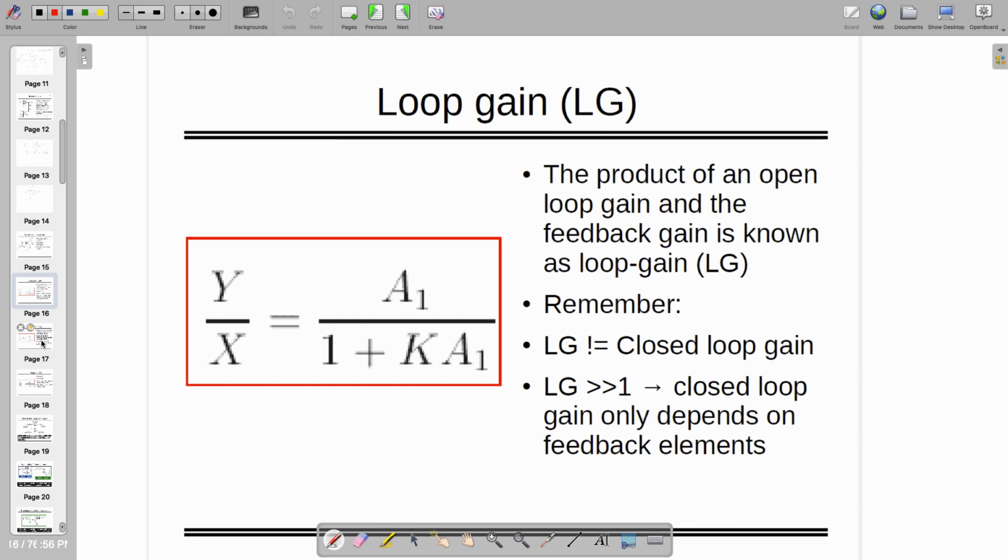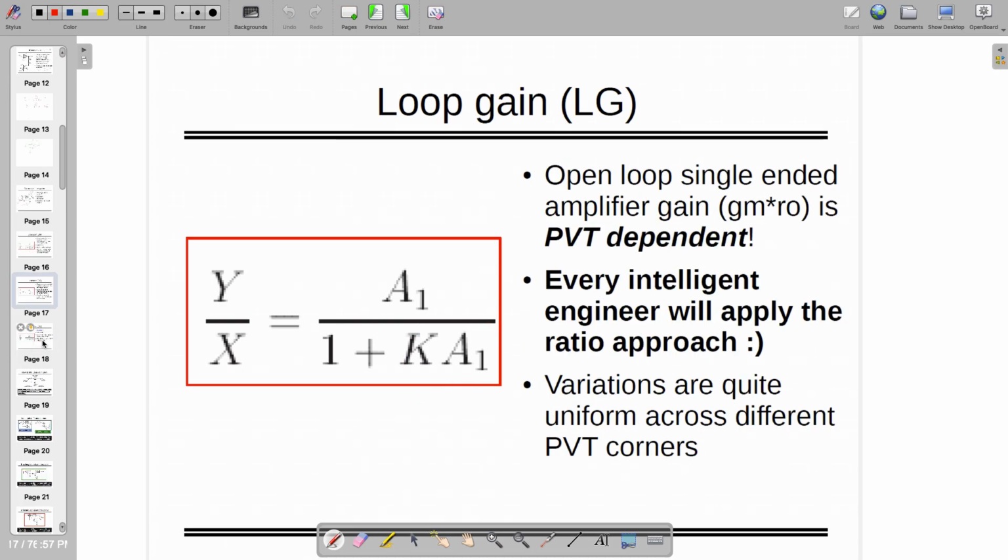Right? So as I told you already, the loop gain is nothing but K A1, and loop gain is not equal to closed loop gain. Remember this, keep it with the golden line and do not mix it up. Loop gain is a completely different thing, and loop gain has to be much higher than 1, so that closed loop gain only depends on the feedback factor K. And definitely we are going to make this feedback factor a ratio, so that the answer is PVT independent, right? Because our main objective in the entire study is to make things PVT independent, and I am going to make things in ratio, so that they give us the output I want.